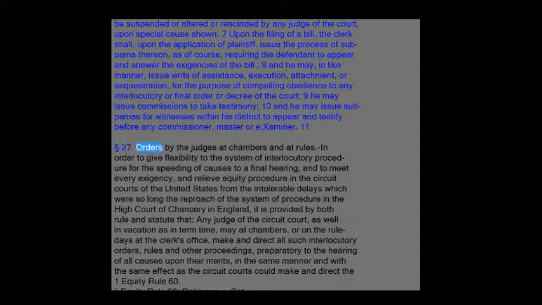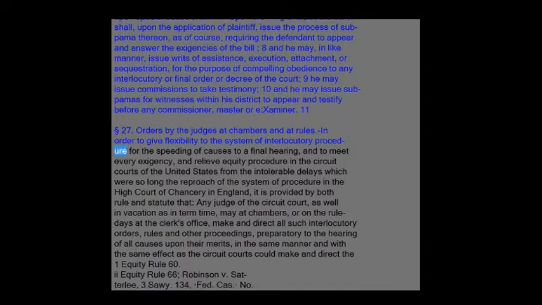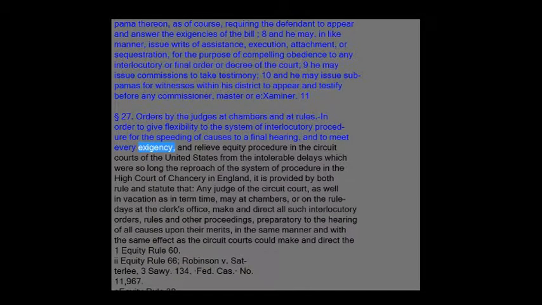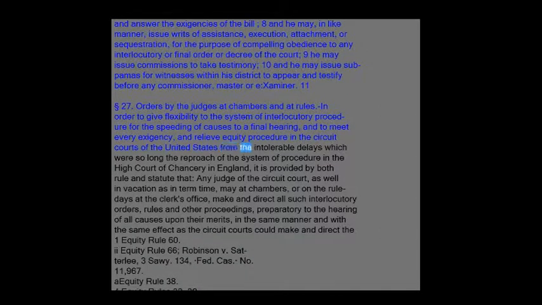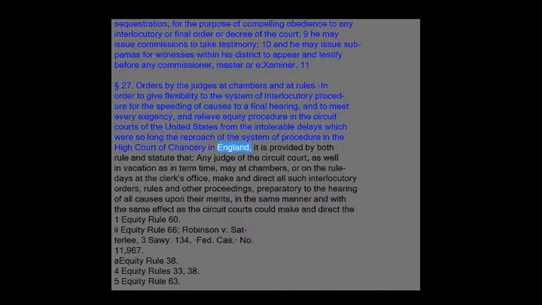11. 27. Orders by the judges at chambers, and at rules. In order to give flexibility to the system of interlocutory procedure, for the speeding of causes to a final hearing, and to meet every exigency, and relieve equity procedure in the circuit courts of the United States from the intolerable delays which were so long the reproach of the system of procedure in the High Court of Chancery in England.